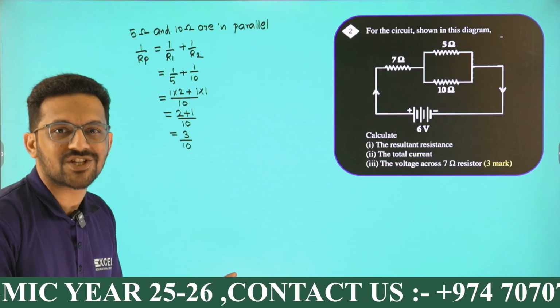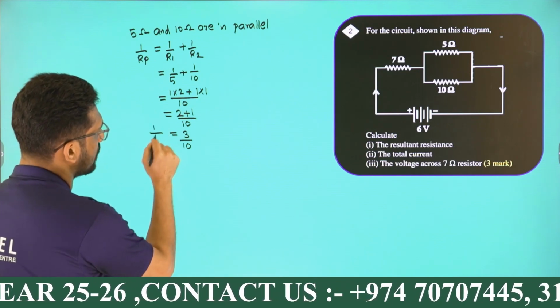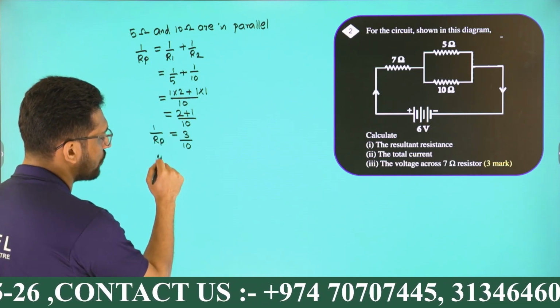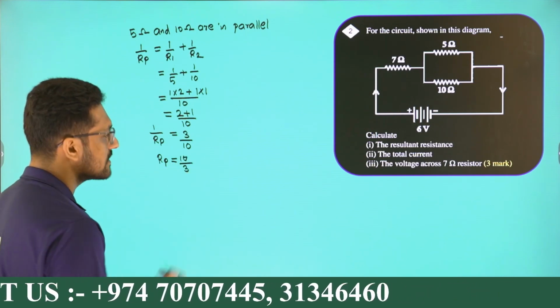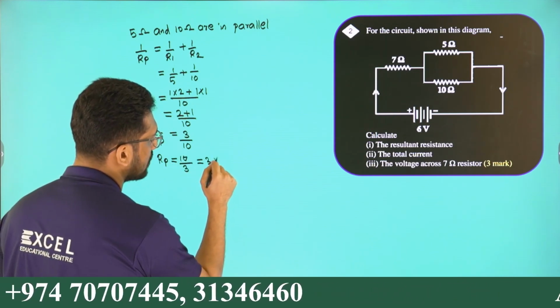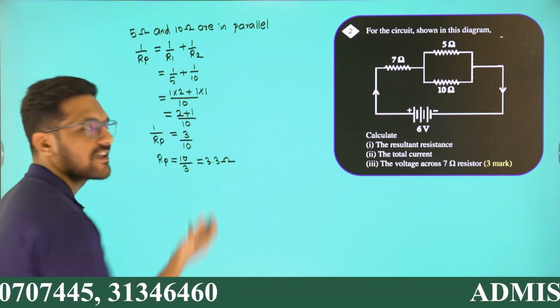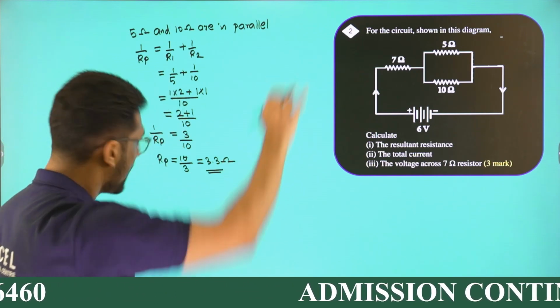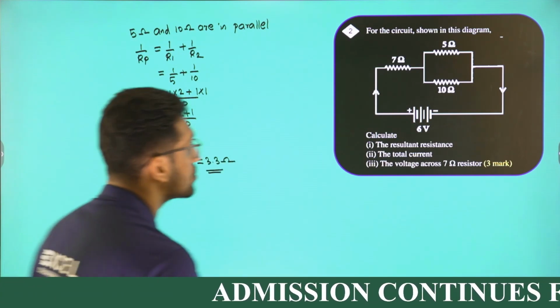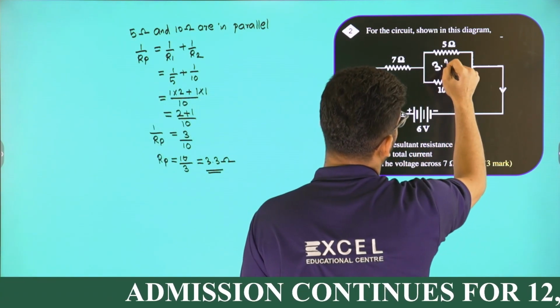That is not the effective resistance. That is only 1 by RP. If you want to find RP, RP will be 10 divided by 3. What is that? That will be 3.33 ohm. I am just taking it as 3.3 ohm. So I have the effective resistance of that combination. I am going to write 3.3 ohm here.